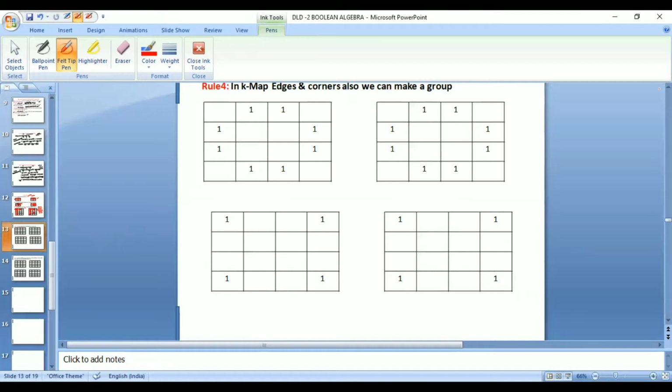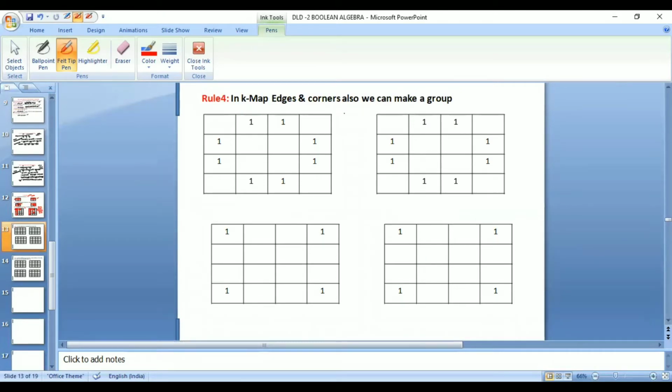Next, coming to rule 4. In K-map, edges and corners also we can make a group. So edges and corners means, let us observe here. Here these 2 minterms are there, vertically and horizontally. If you group horizontally these 2 and these 2, and vertically these 2 and these 2, if you make a pair like this, it is wrong. The correct way of grouping these type of minterms is as follows.